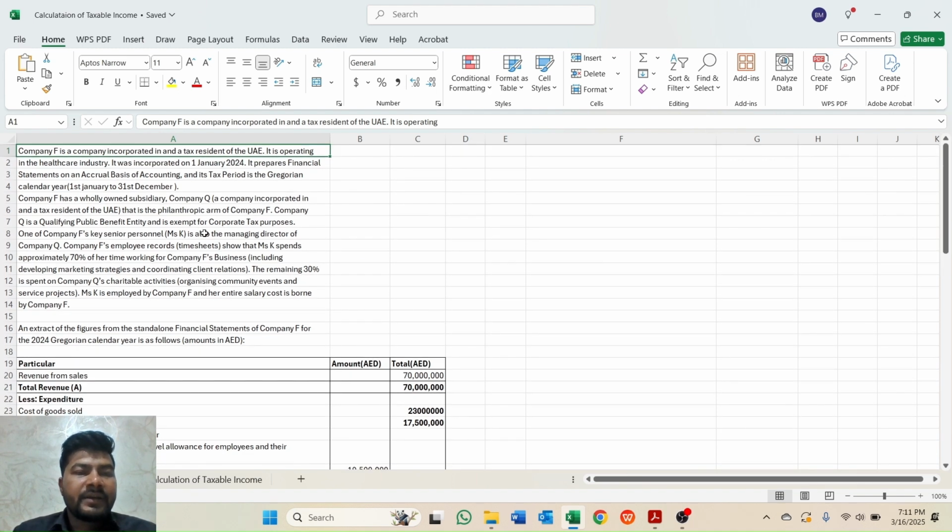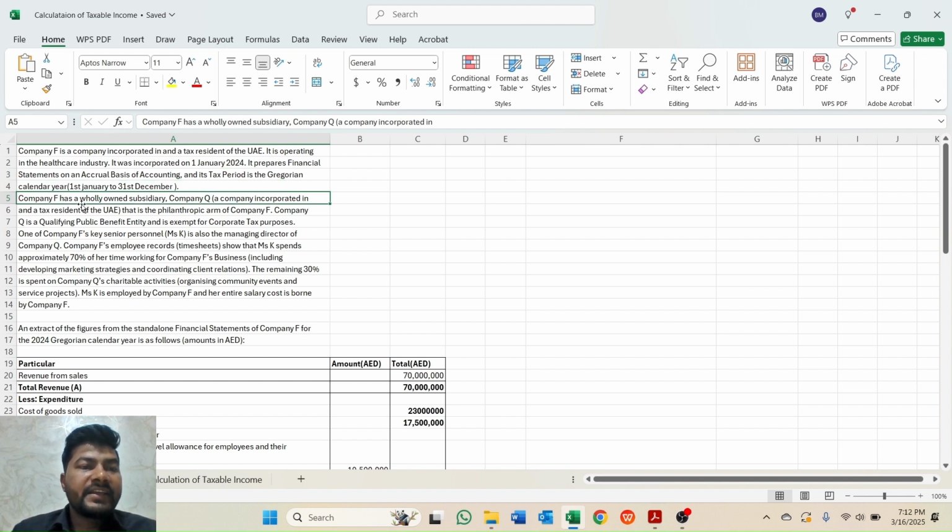Before proceeding to calculate taxable income, we will learn certain things. We will go through the details of the company. You can see here, Company F is incorporated and tax resident in the UAE, and it is in the healthcare industry. It was incorporated on 1st January 2024 and prepares financial statements on the accrual basis of accounting, and its tax period is the Gregorian calendar year. It means 1st January to 31st December.